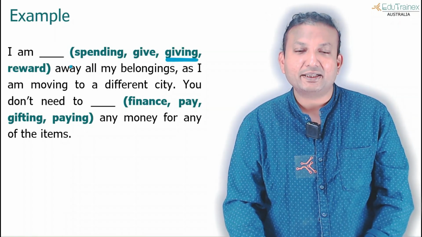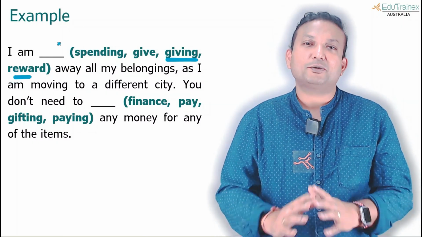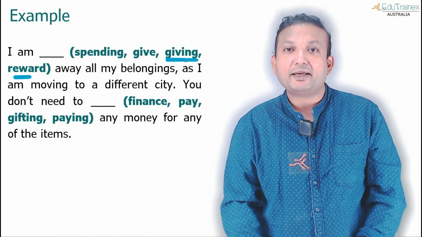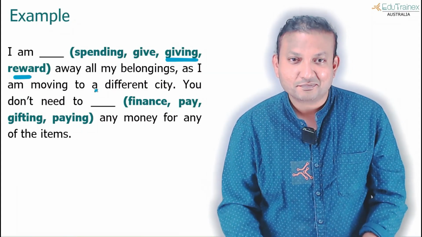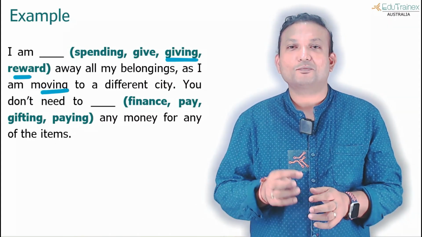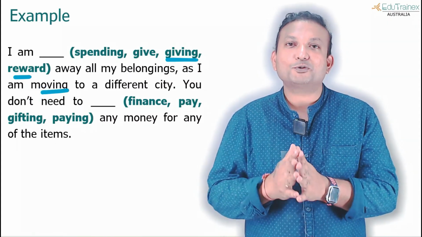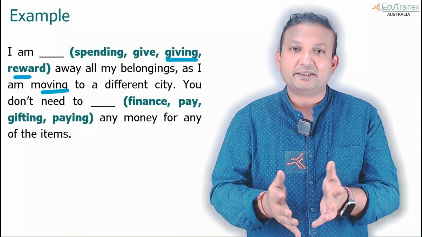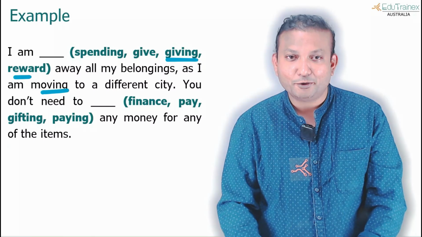Spending away doesn't make sense. Give away is not continuous. Reward away, not at all making sense. So I am giving away all my belongings as I'm moving to a different city. See, grammar pattern again, moving to a different city. A verb is used in continuous form and another verb will also follow the same pattern. That's what it is. You don't need to dash any money for any of these items.